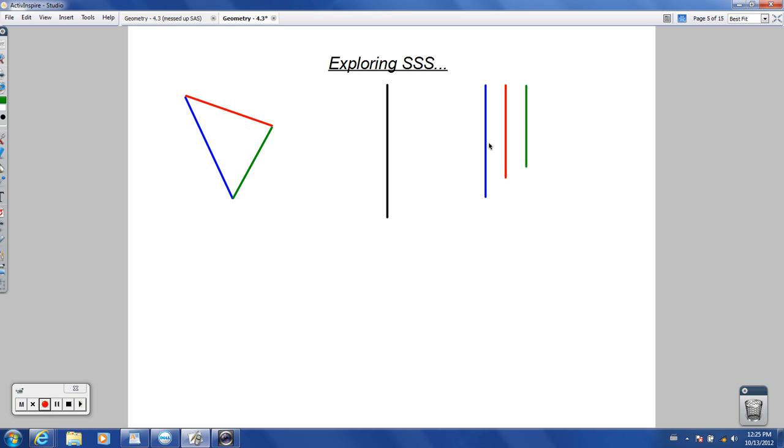So let me see if I can make a different triangle with the same 3 sides. If I can, then this would not be a shortcut for us. But if I cannot, then I could say that if I just had 3 congruent sides in each triangle, they would have to match up. So let me move that. Let's go with that. Let's see how close that gets us.